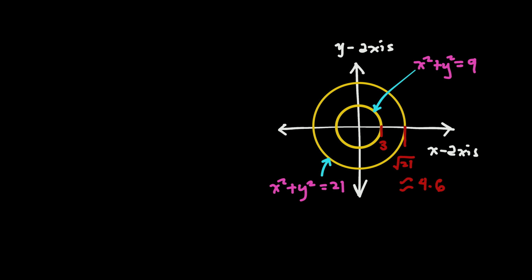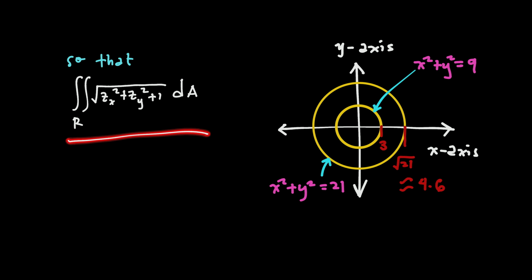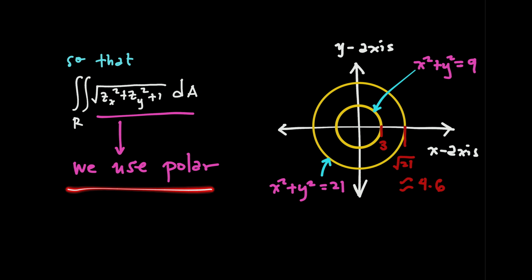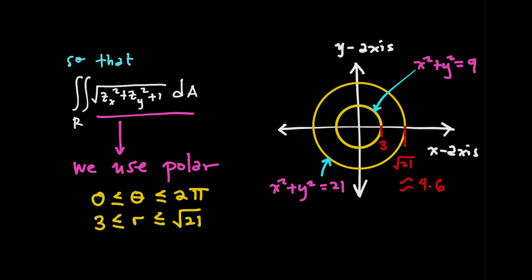Now, notice that the formula for the surface area is expressed in terms of x and y. However, this region is best described in terms of radius and theta. Hence, we convert this into the polar form of an integral. For the bounds of theta, we can consider 0 to 2 pi. For the radius, we have from 3 to square root of 21. Hence, we have these values which will be the bounds for our integral.